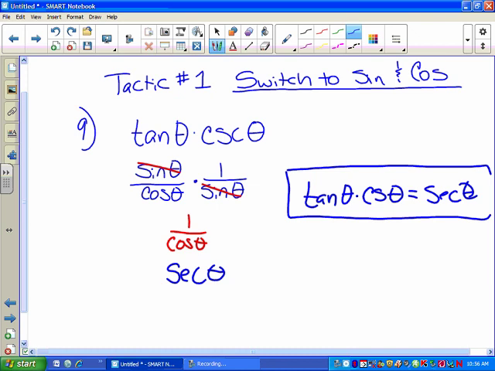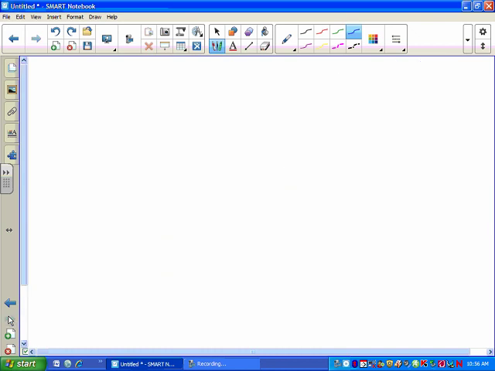Now, you might want to leave a space in your note right now to go ahead and do number 10. You can pause the video and do number 10 if you'd like. Otherwise, I'm going to move on to number 11, which is going to demonstrate tactic number 2 for us. Tactic number 2 is to multiply.